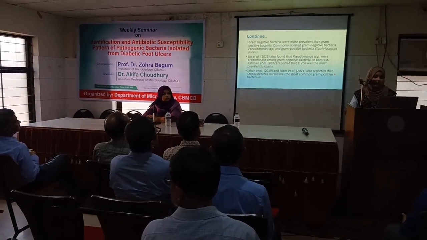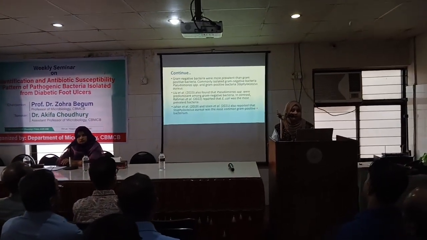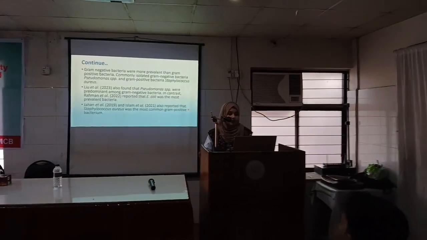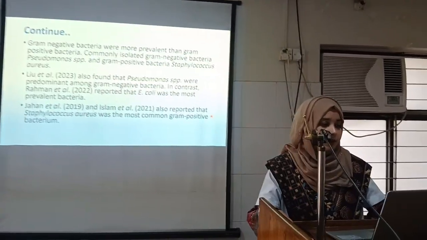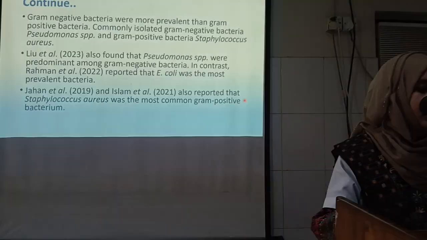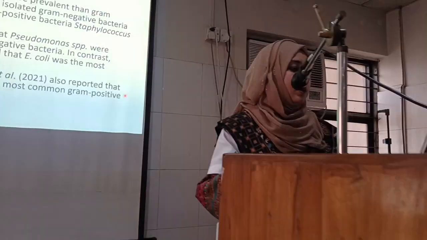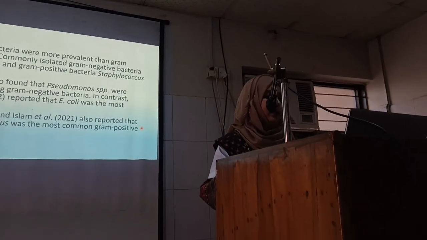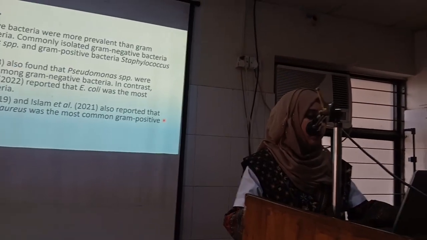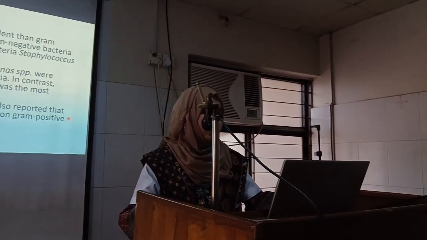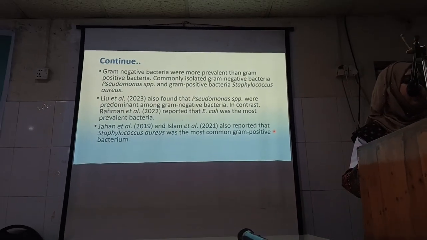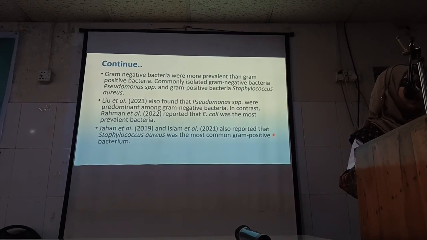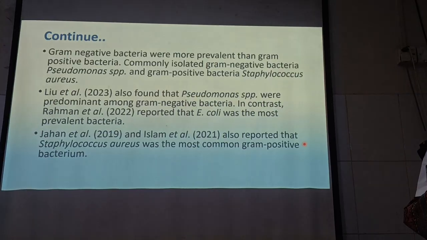Gram-negative bacteria were more prevalent than gram-positive bacteria. The commonly isolated gram-negative bacteria were Pseudomonas species, and the gram-positive bacteria Staphylococcus aureus. Liu et al. also found that Pseudomonas species were predominant among gram-negative bacteria. In contrast, Rahman et al. reported that E. coli was the most prevalent bacteria. Jahan et al. and Islam et al. also reported that Staphylococcus aureus was the most common among gram-positive bacteria.